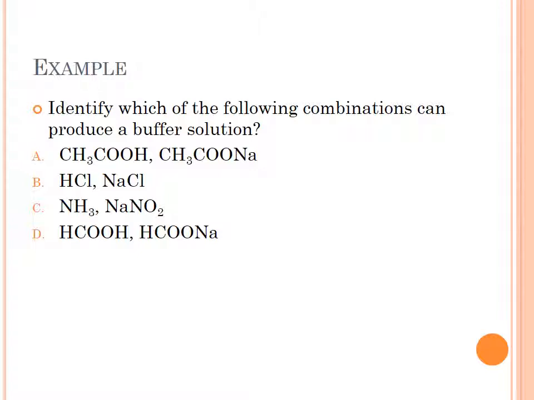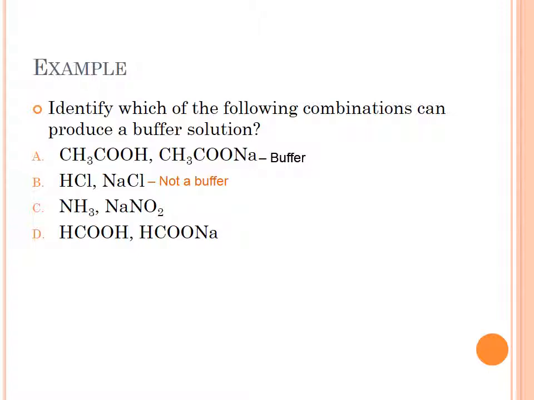So let's look and see which of these combinations could produce a buffer solution. In A, we've got acetic acid and sodium acetate. So we've got acetic acid and a salt of its conjugate base, so that's going to produce a buffer. HCl and sodium chloride. HCl is a strong acid, it's not a weak acid, so I'm not going to get any buffering there.